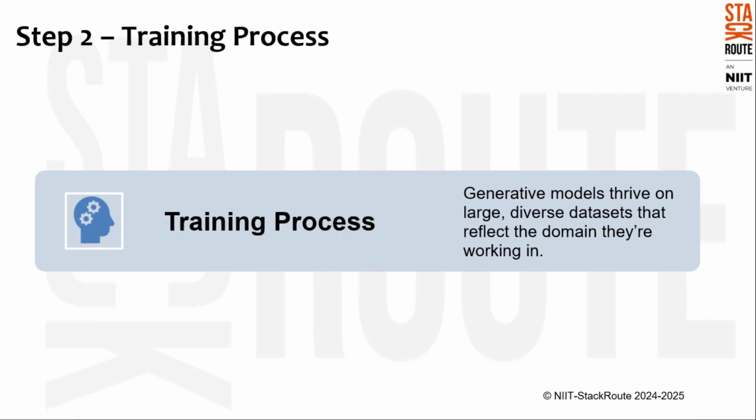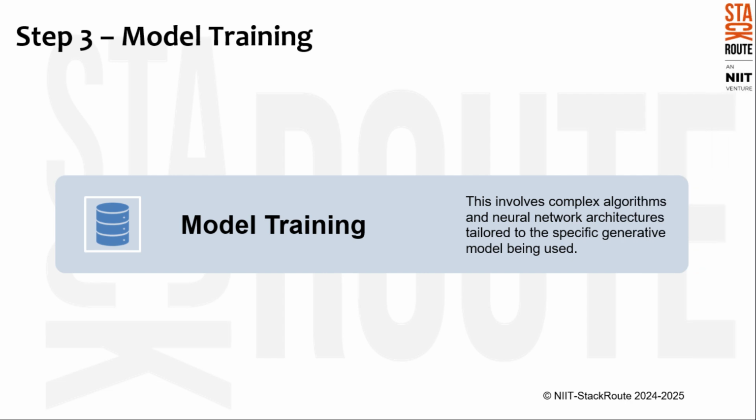Moving on to the training process. It all starts with gathering and preparing data. Generative models thrive on large, diverse datasets that reflect the domain they're working in. Data undergoes pre-processing, cleaning, normalizing, and sometimes enhancing it to ensure the model gets the best input for learning. During model training, the magic happens.